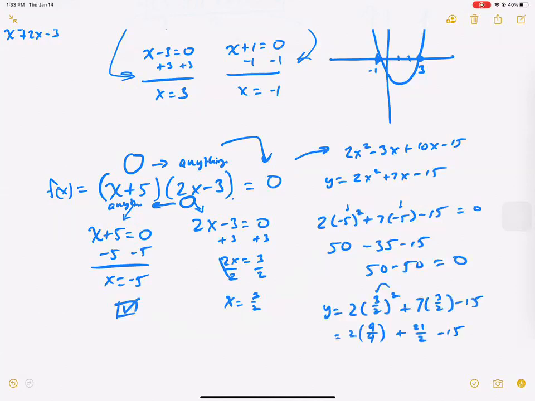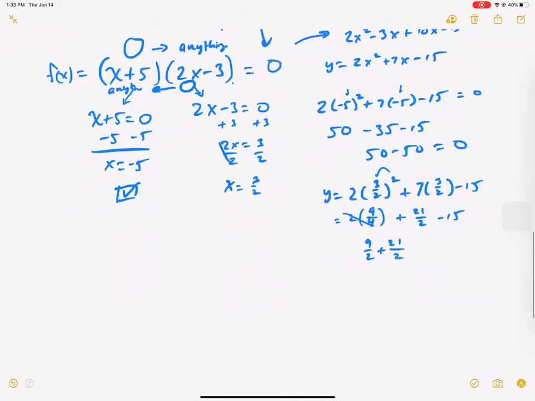We're going to divide the 2's. That's 9 over 2 plus 21 over 2 minus 15. That still doesn't look like 0. Wait, the next step is a lot more obvious, a lot more telling. Yes, 30 divided by 2 is 15, and 15 minus 15 is 0. Oh my gosh. We came up with two possibilities that would make this problem go to 0.